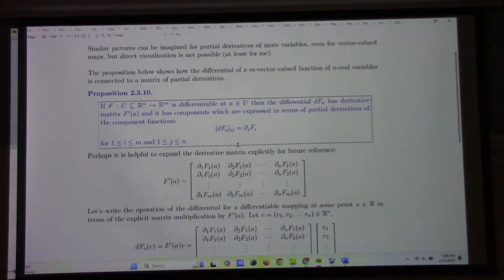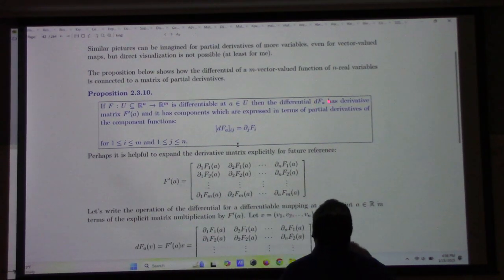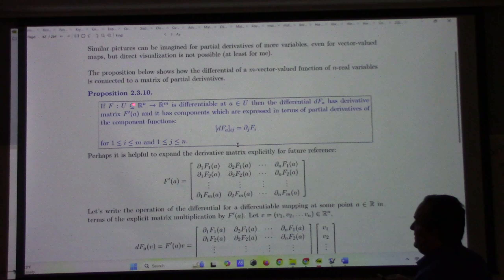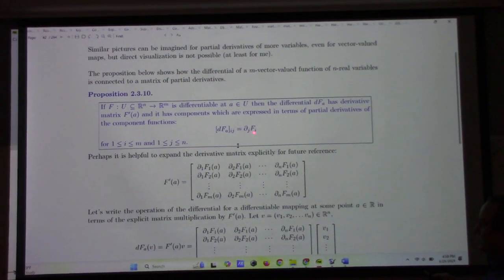And here's the deal. If we've got a function from Rn to Rm, if it's differentiable, then the differential has derivative matrix f prime, and it has components which are expressed in terms of partial derivatives of the component functions. In particular, the ijth component of the differential is the jth partial derivative of the ith component function. In other words, the Jacobian matrix looks like this. You just calculate partial derivatives of the component functions and write them out, simple as that.